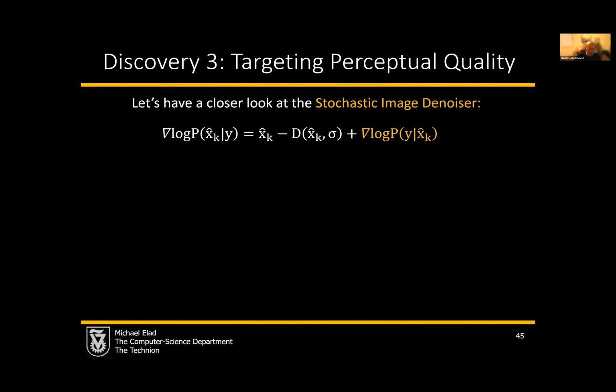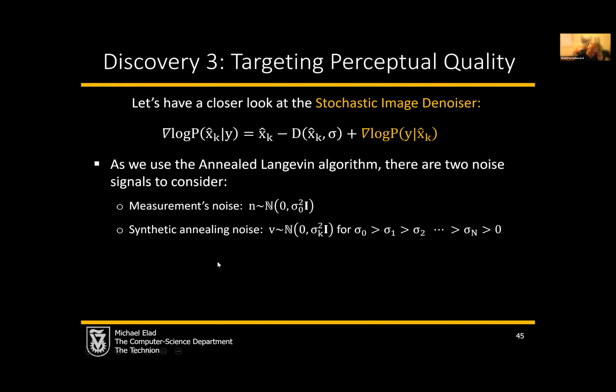We are using the Langevin method in the annealed version, which means that there are two noises involved. In fact, three. There is the measurement noise, the noise in the image itself. There is the synthetic annealing noise that we inject in order to widen the distribution, remember? And there is a third noise, which I don't even bother to mention, which is the random noise we inject in every iteration. Forget about the third. What is the relation between these two? If you disregard this question, you get stuck.